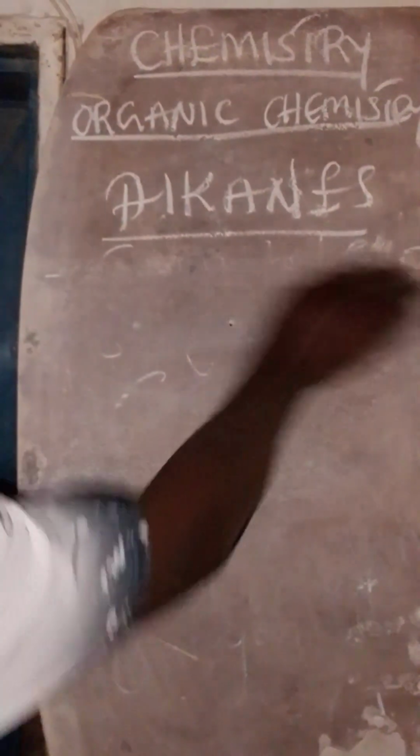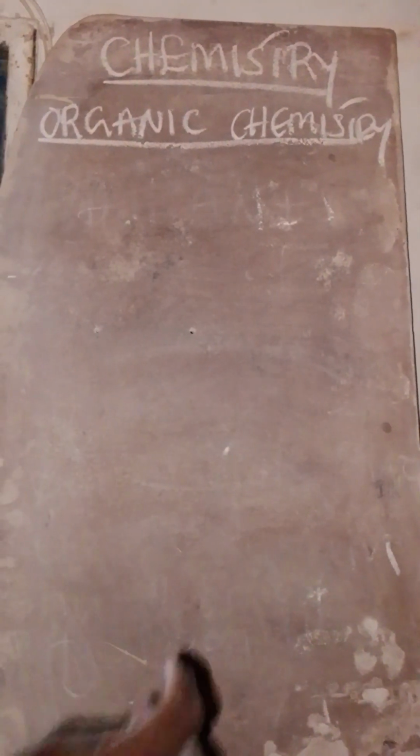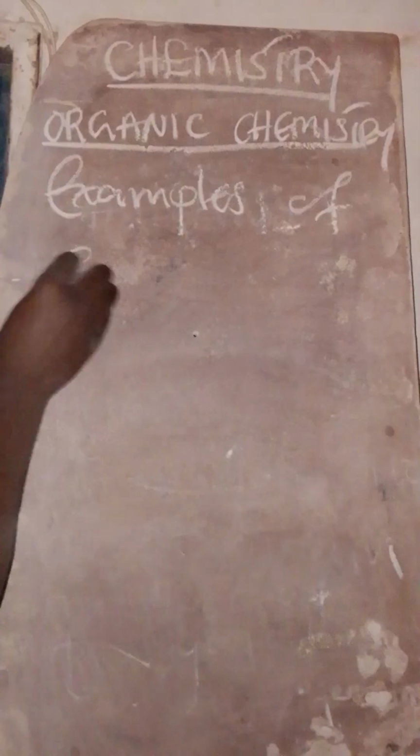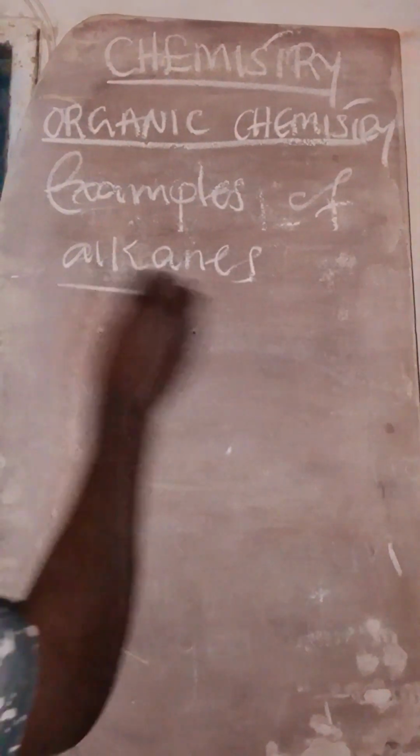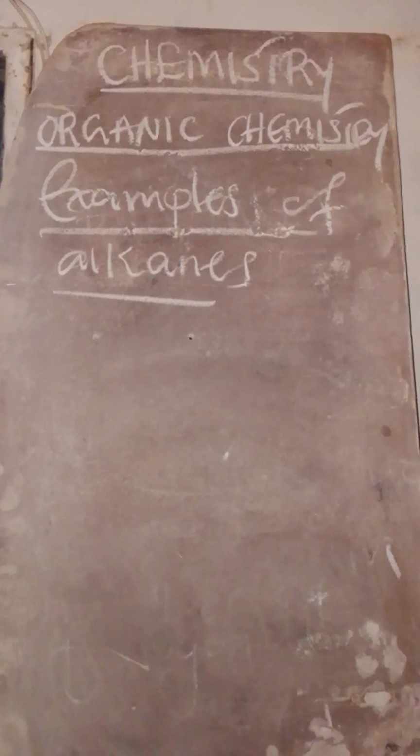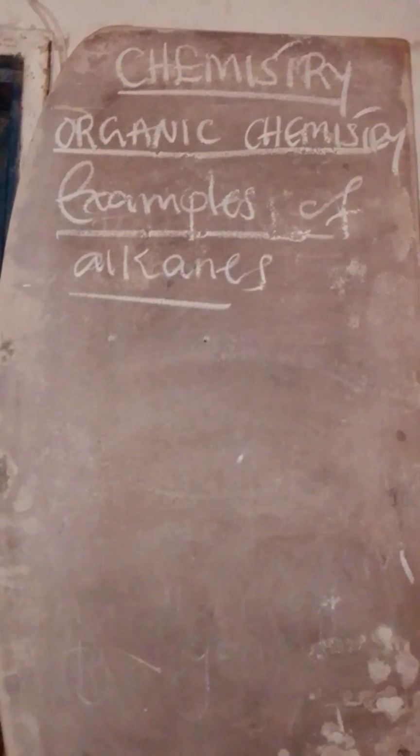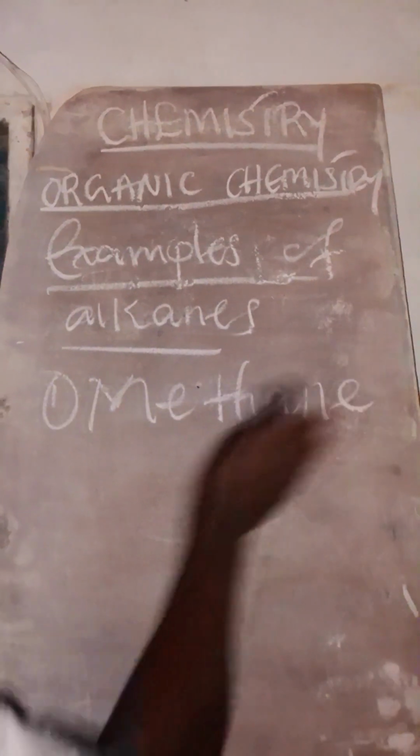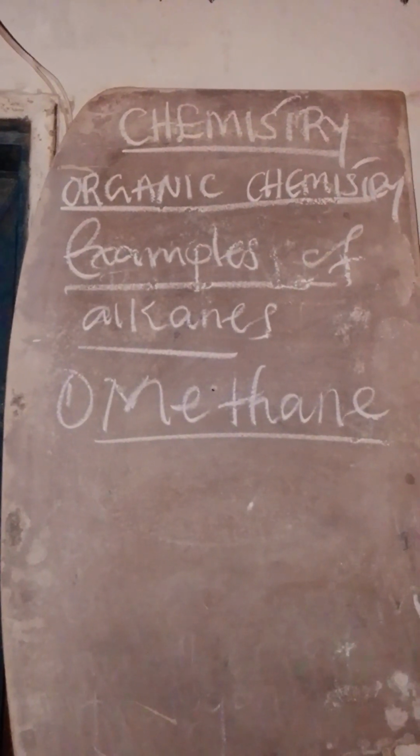Now learners, let us look at examples of alkanes. We are going to list them in chronological order, starting from the first one to the last one. The first alkane that we have is methane. Methane is our first alkane.